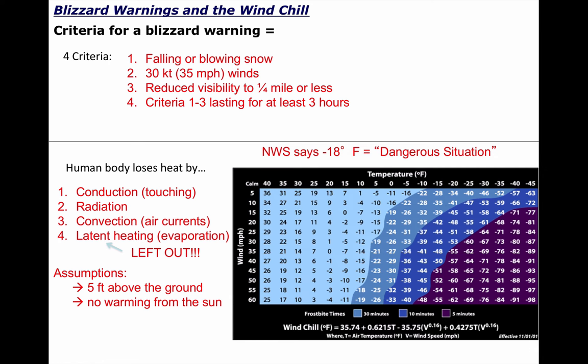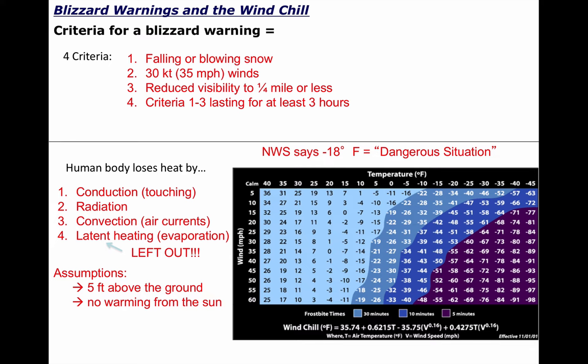All right, let's talk about this. What are the criteria you need to get a blizzard? Now, I've shown you a lot of crazy video with snow, but let me tell you something. You don't have to have a certain snowfall amount. Look at the four criteria. It's got to have falling or blowing snow. That's right. The snow doesn't have to be falling from the sky. It could be blowing off the ground to give you a blizzard. But you got to have snow. The winds that blow it got to be at least 35 miles an hour. That's 30 knots. And it must be able to reduce the visibility to a quarter mile or less.